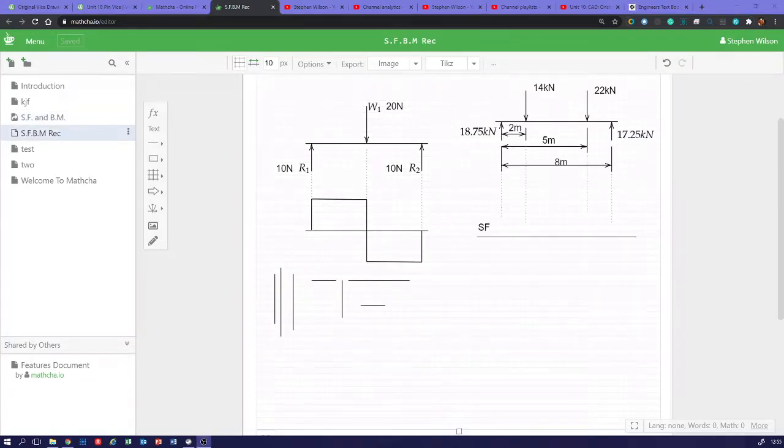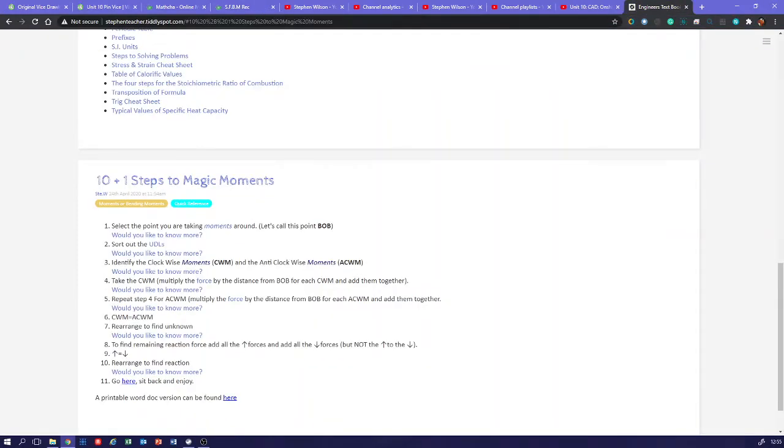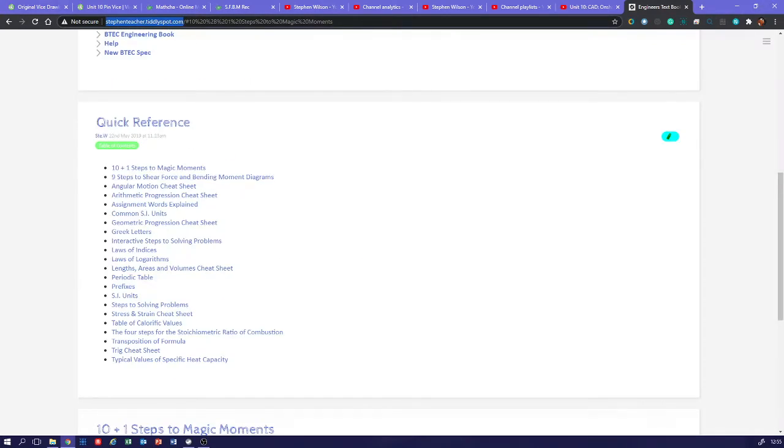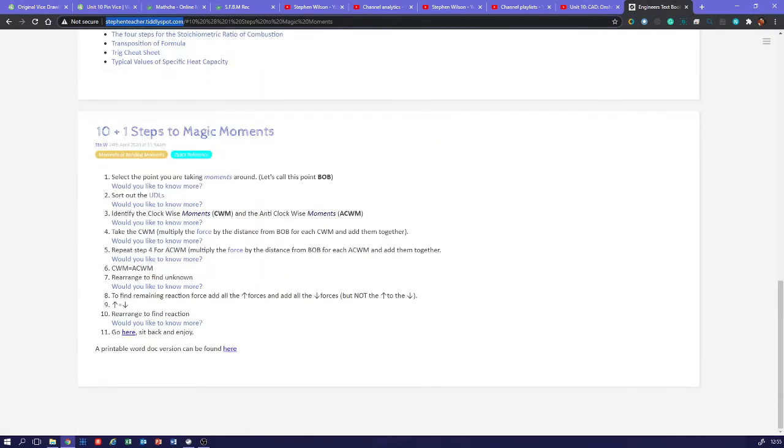Okay, so here's one we prepared earlier. We're going to assume we've already done the magic moments to find out our reaction forces here and here. And if you're struggling with magic moments, can I recommend stephenteacher.tiddlyspot.com, and right there under quick references, 10 plus 1 steps to magic moments, and you just take some time to work your way through those steps and refresh your mind on magic moments again.